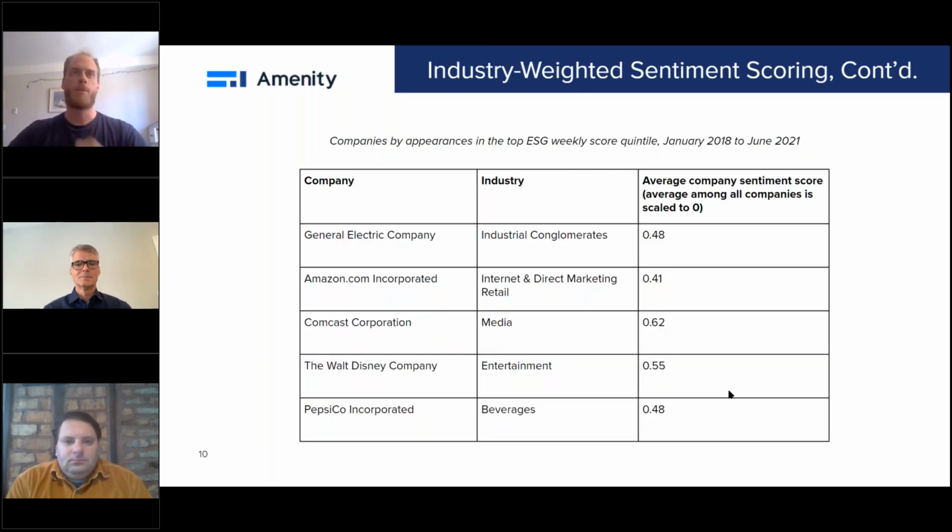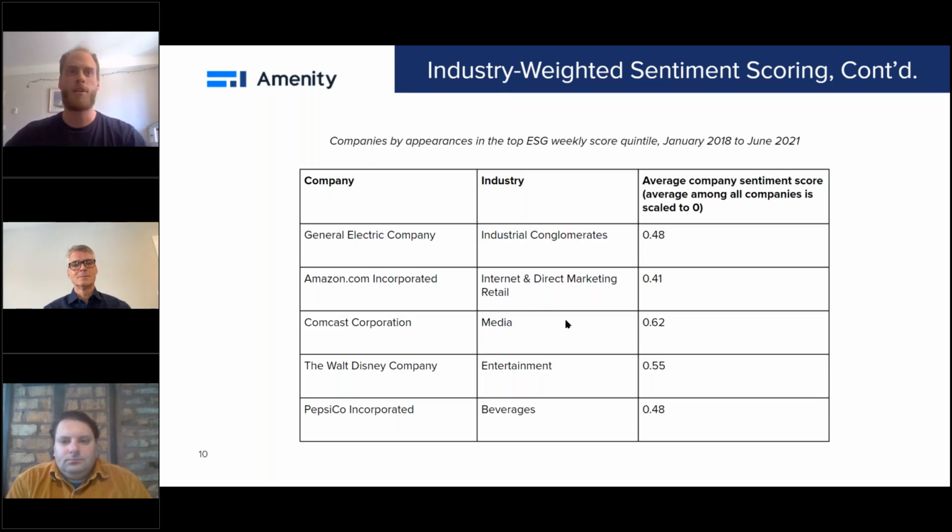For the more positive companies, we can see a few different things going on. General Electric, which is one of our most positive companies here, is lifted in large part by the fact that the rest of the industrial conglomerates GICS industry has done very poorly. Some of their biggest peers in that field being Honeywell and 3M, which have had a litany of ESG issues that have made their score a bit lower than typical scores and lifted General Electric in comparison.